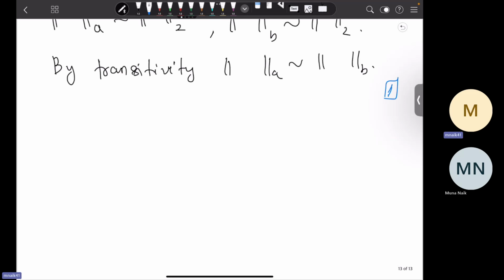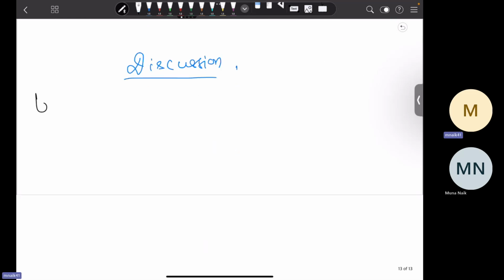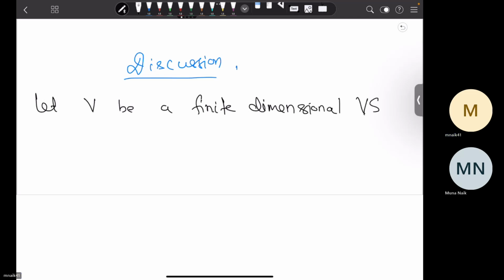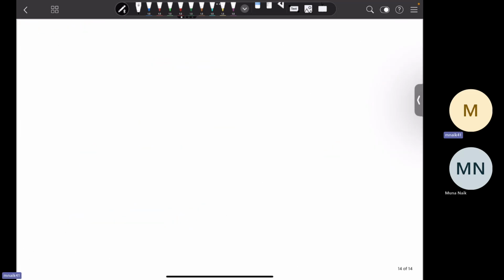Okay, so now let us discuss something. Let B be a finite dimensional vector space. Suppose the dimension of B is n. Now you know that B is isomorphic to Rn, and there is a linear isomorphism T.